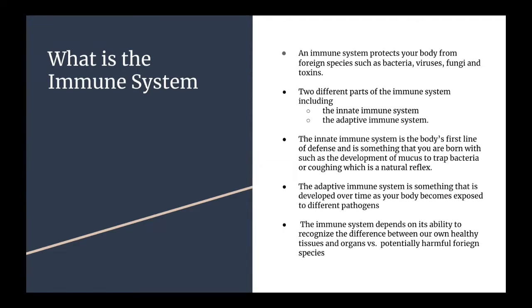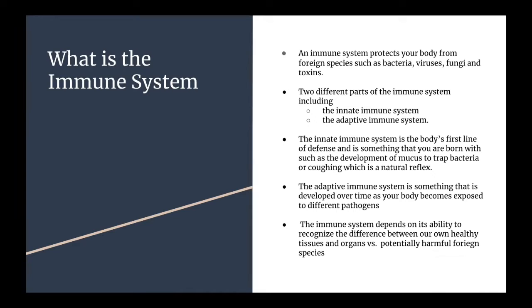The innate immune system is something that you're born with and acts as our first line of defense against pathogens. For example, when first exposed to a virus, our bodies will naturally create mucus, a sticky material that coats our lungs, throats, mouth, and nose in order to trap the virus. Another natural reflex that is a part of the innate immune system is coughing.